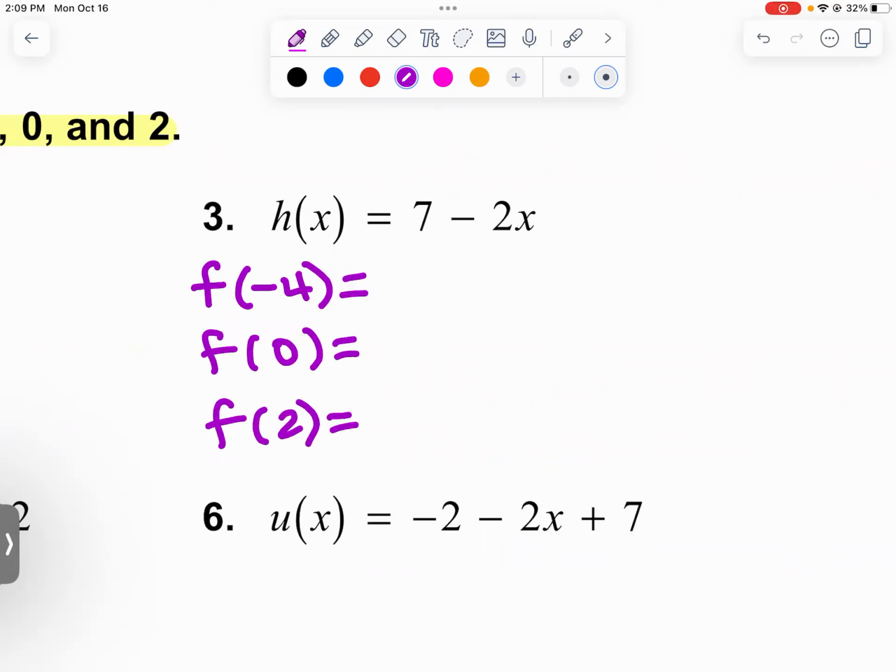Actually, it says h. What does h mean? Do you know how you're Kyron and he's Brooks? We have an f function. This is the function h. It's just a different name.